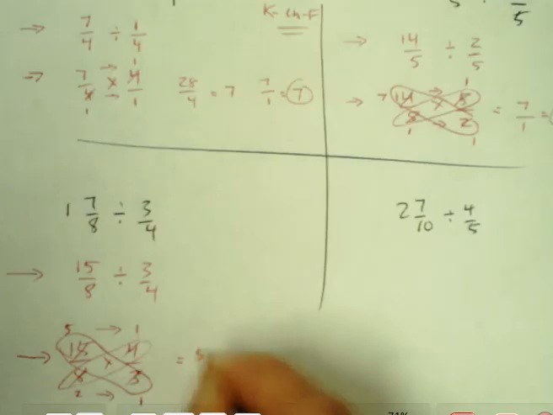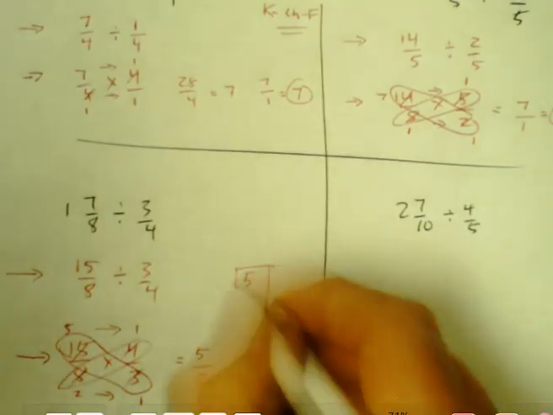I can divide diagonally here. Divide by 4 here. It goes in 1 time, and it goes in 2 here. I can even divide by 3 here. It goes in here once, and it goes in here 5 times. So if I multiply straight across now, I have 5 times 1 on top, which is 5. I've got 2 times 1, which is 2 on the bottom.